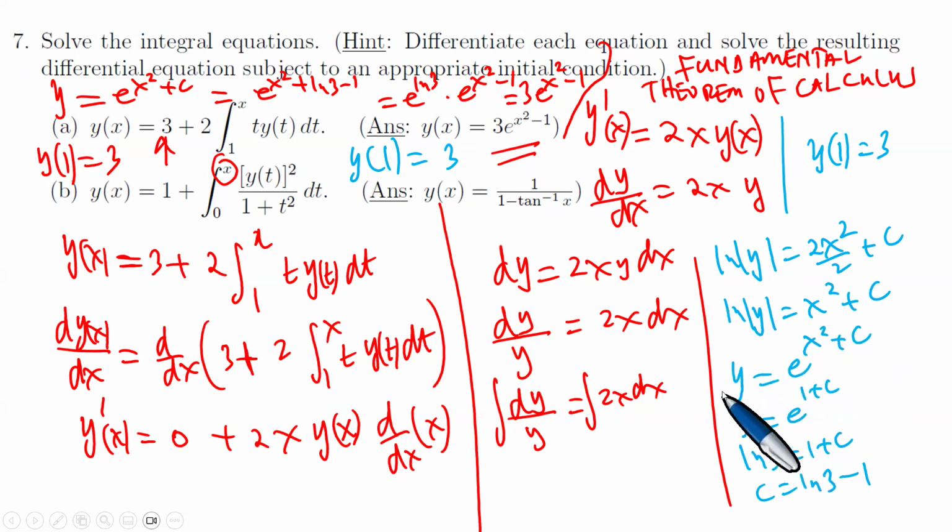But what we did here, we made y the subject, and y became e to the x squared plus c. x is 1, and then y is 3. And then it means that ln 3 is equal to e to the power x plus 1. And then we're able to get the answer.